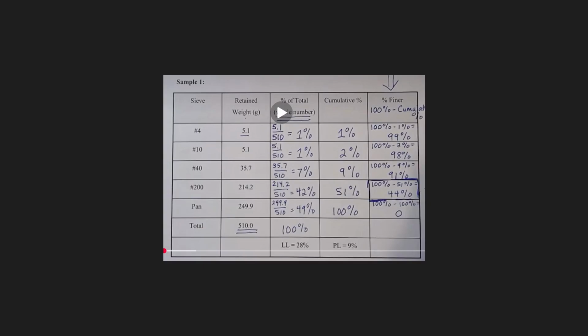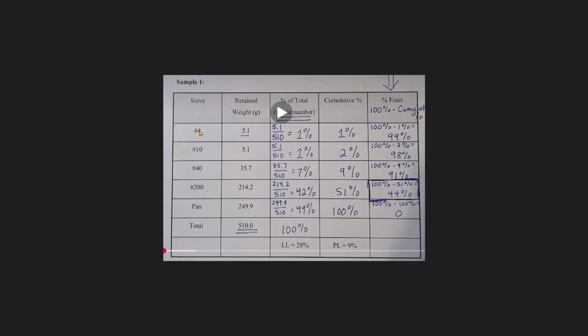There's a very good video back in week 7 on what we call percent passing. And what you're going to see on your screen, if you don't already, is where my arrow is pointing up here, which is the sieve. And then below that are the sizes of the sieves.